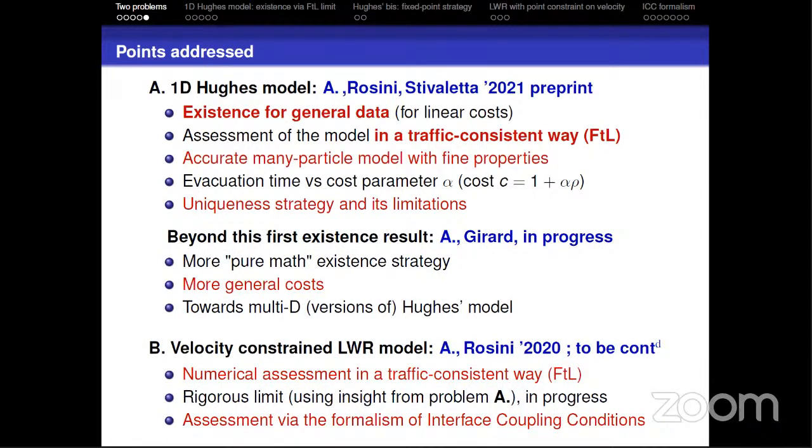And then for the velocity constraint LWR, this is a preprint with Rosini and Schiavalletta, and this is a published work with Rosini, which we have to continue because we only did the numerical assessment. We left tools at that time for the rigorous limit. Now, using insight from A, we have 90% of the tools, and it's almost finished.